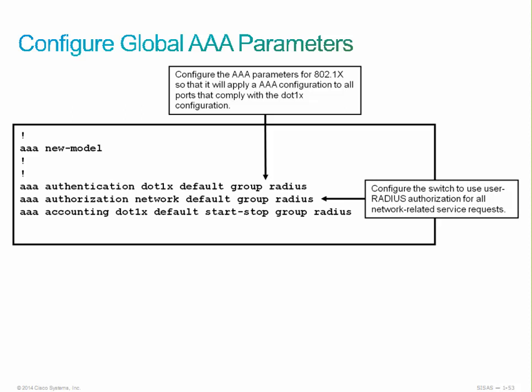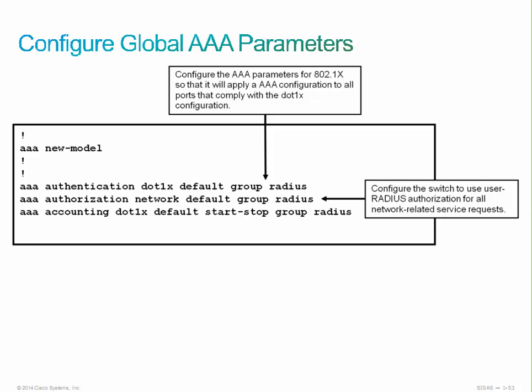Default indicates the method that's going to be used if we don't individually specify a method on the interface itself. You may have scenarios where some ports use one kind of method, whereas other ports use different methods for authentication, authorization, etc. So you might have to create custom method lists that are not called default, but for most implementations, the default method list is pretty much adequate for what we're trying to accomplish. So at a minimum, this is what we're going to configure globally.